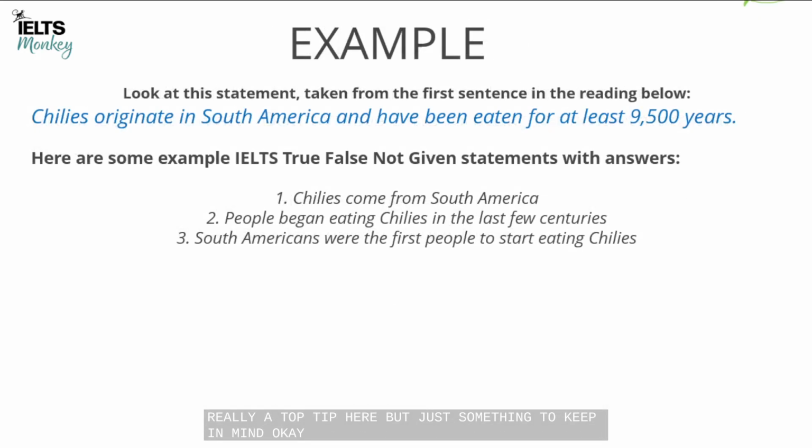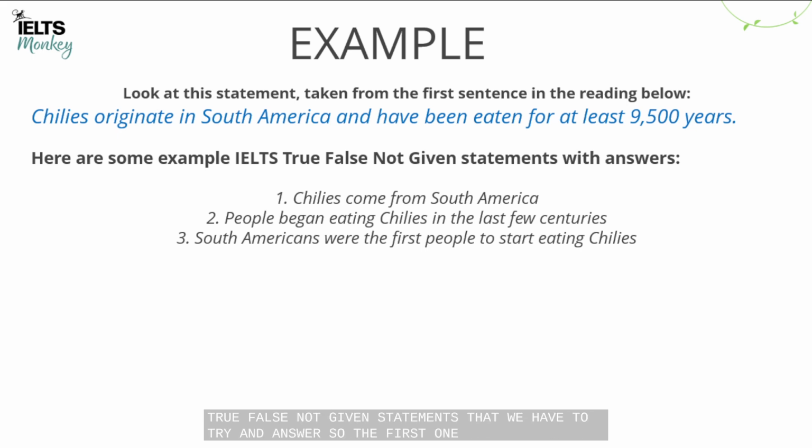Okay. Let's go ahead and take a look at our example. So let's pretend that we have this statement taken from a reading. It's the first sentence of a reading. And it reads, chilies originate in South America and have been eaten for at least 9,500 years. And below we have 3 true, false, not given statements that we have to try and answer.